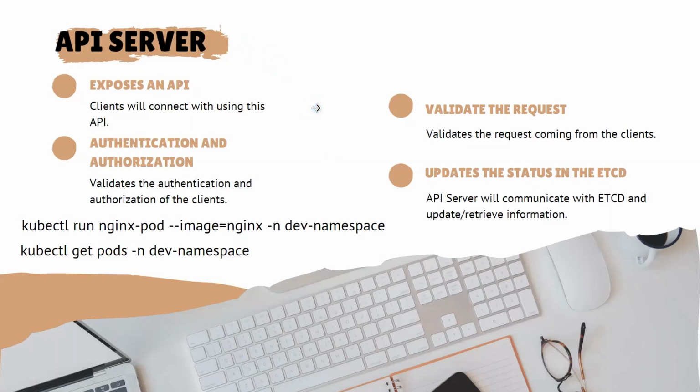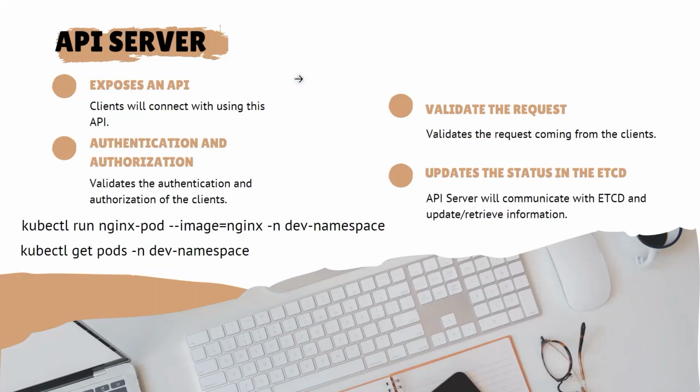And the next thing is authentication and authorization. Let's say the user, in this case I am running this kubectl run command, whether I am authenticated to this Kubernetes cluster or not, and whether I have the required permissions to create the pod in the dev namespace or not. All this verification is done by the API server.